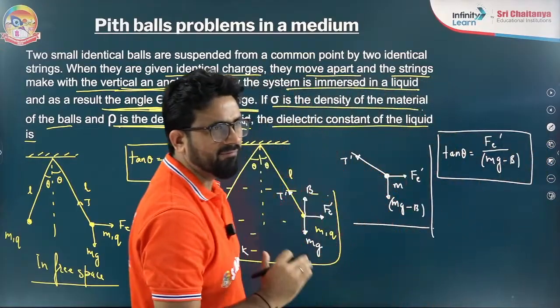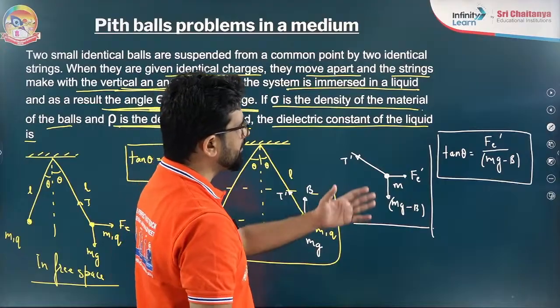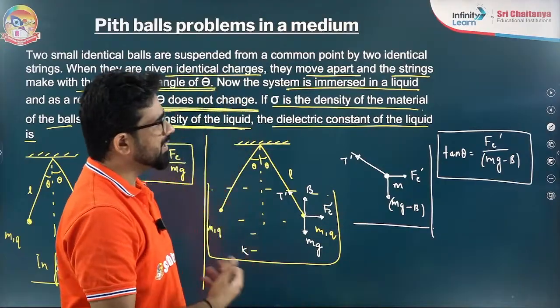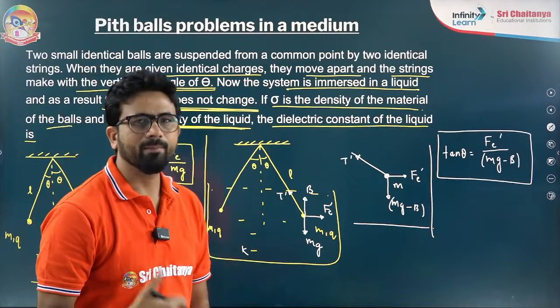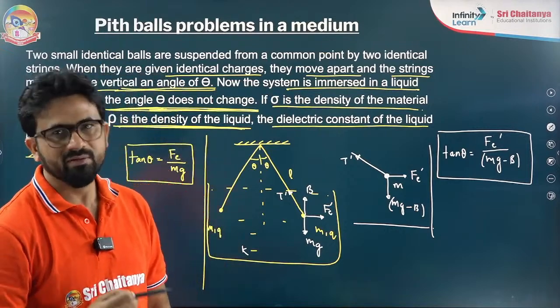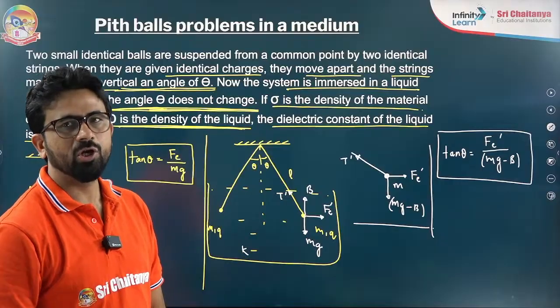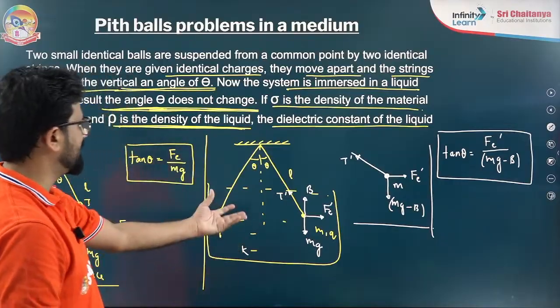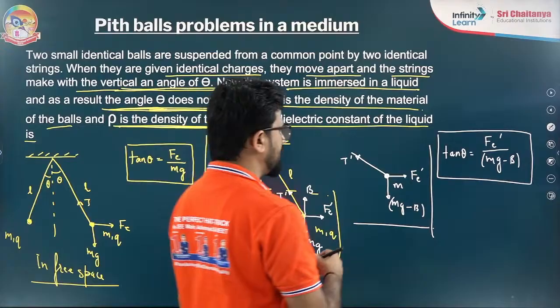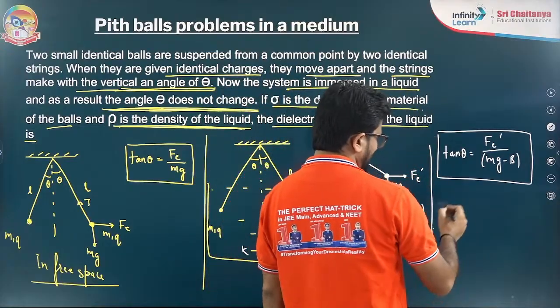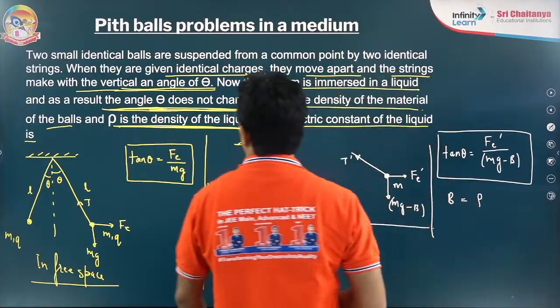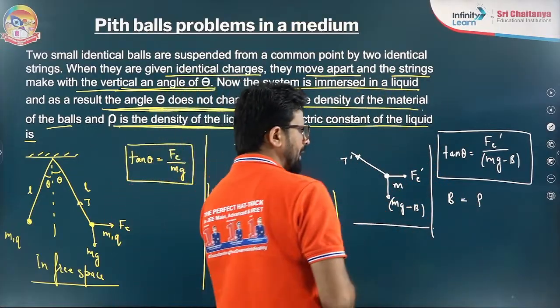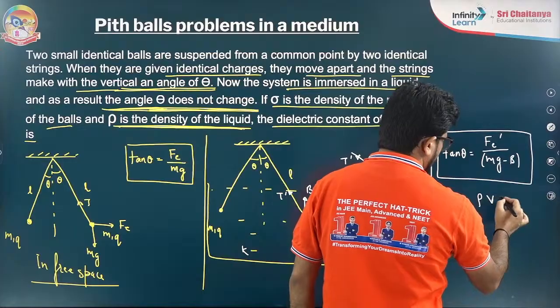Now the very first question comes to you. What is the meaning of mg? What is the meaning of Bayon force? We have to write it. Bayon force is nothing else but the force of buoyancy, that is equal to density of liquid multiplied by volume into g, volume of this ball. So Bayon force is equal to density of liquid, rho, which is already given to you, into volume into g.